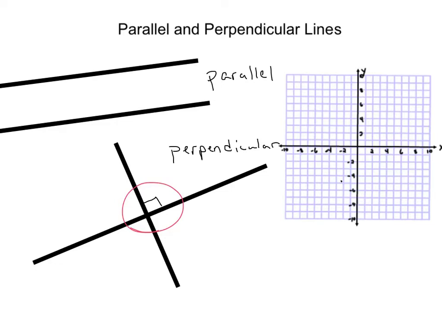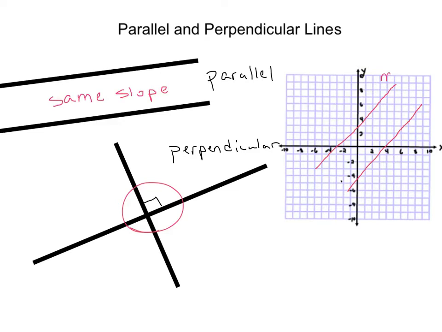Let's think about the properties of parallel lines. If we have a parallel line on the graph that has a specific slope, another parallel line, in order for it to be never touching, would have to have the exact same slope. So that is a property of parallel lines. Parallel lines have the exact same slope.